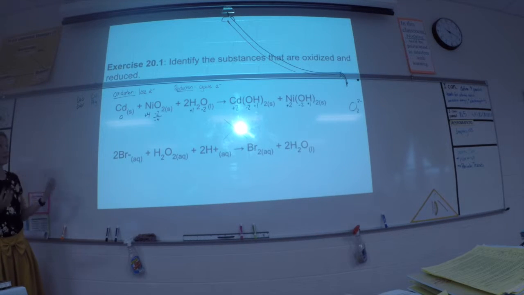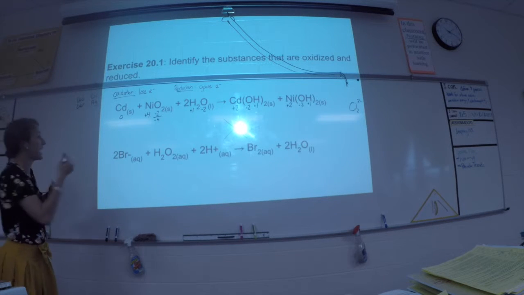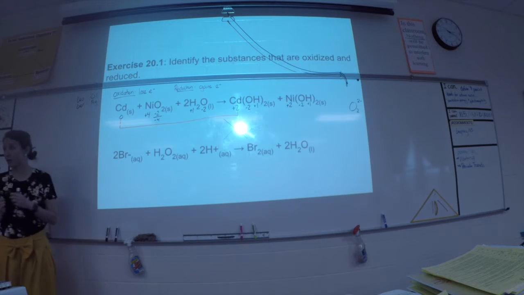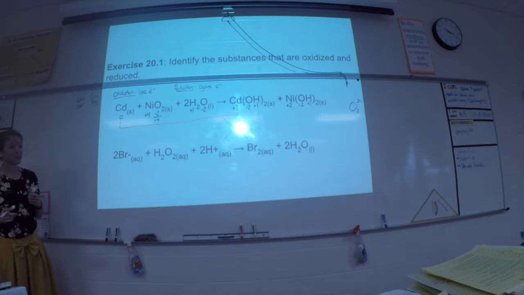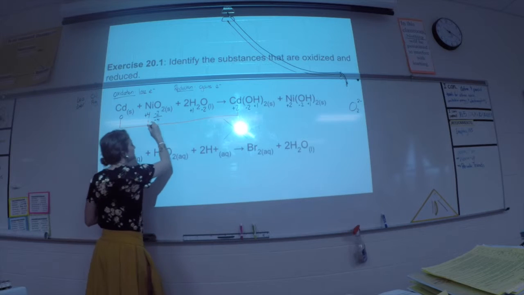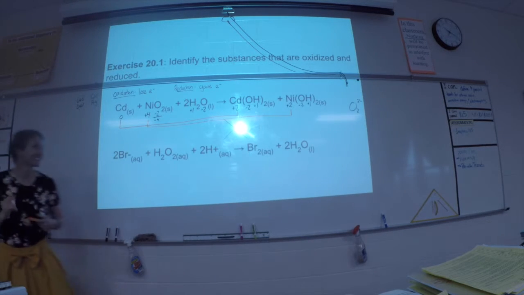Now we assign all of our oxidation numbers. The reason why we did that is so we can see what is losing electrons and what is gaining electrons. So now we take our pen and we see what changes. Cadmium goes from a 0 to a +2 charge. What's the other thing that's changed? Nickel, good. So nickel goes from a +4 to a +2. Okay?